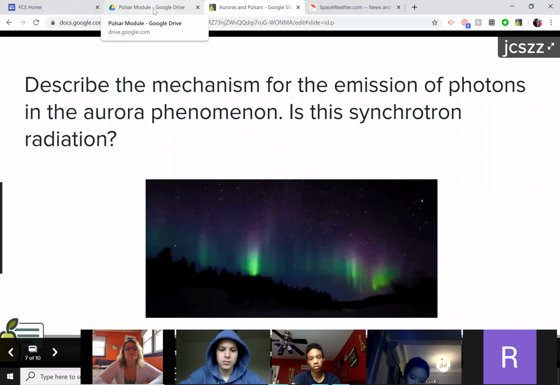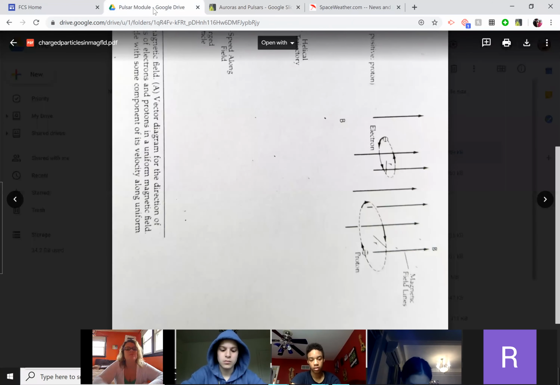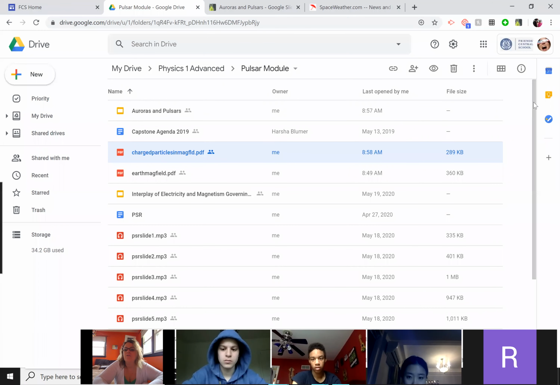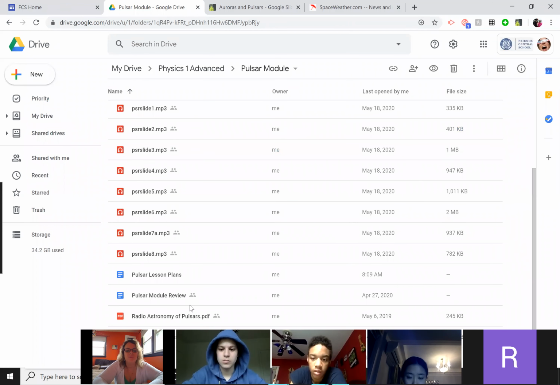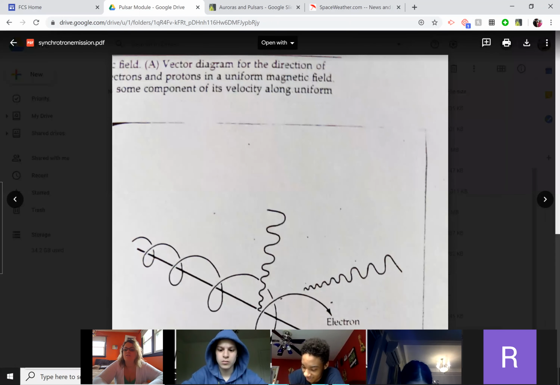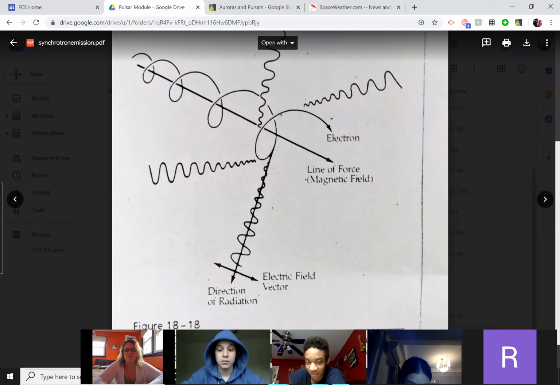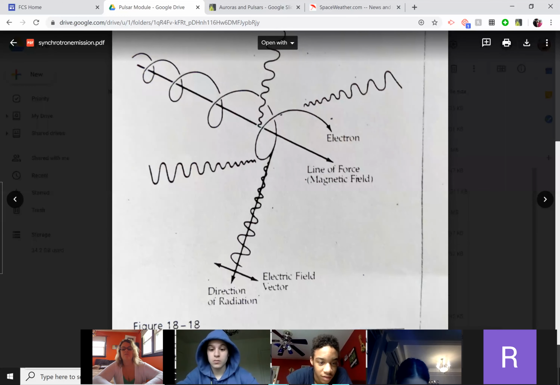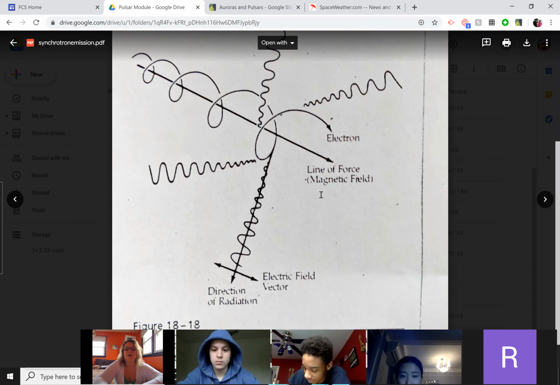Hopefully on my screen you'll see this if I go back. I loaded up another figure for you called synchrotronemission.pdf. Are you seeing that on my screen, rather than Pear Deck? Yeah, I see it. Okay, so here's a line of magnetic field running straight through the center, and the electron spiraling around that magnetic field, and it's giving off radiation because it's accelerating.